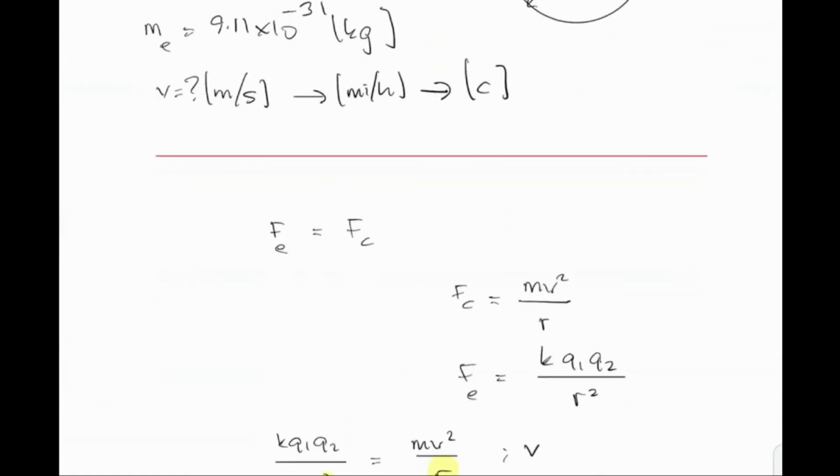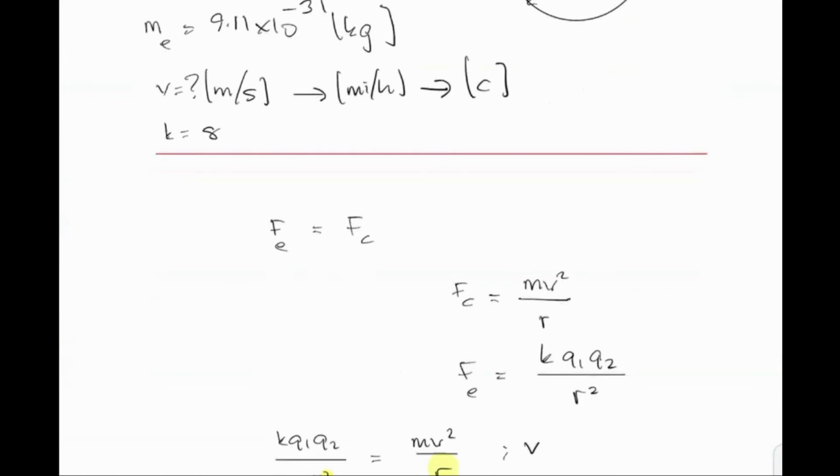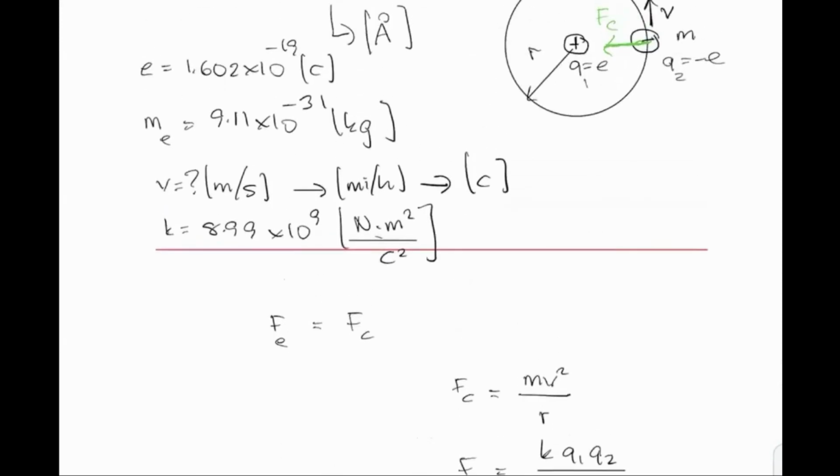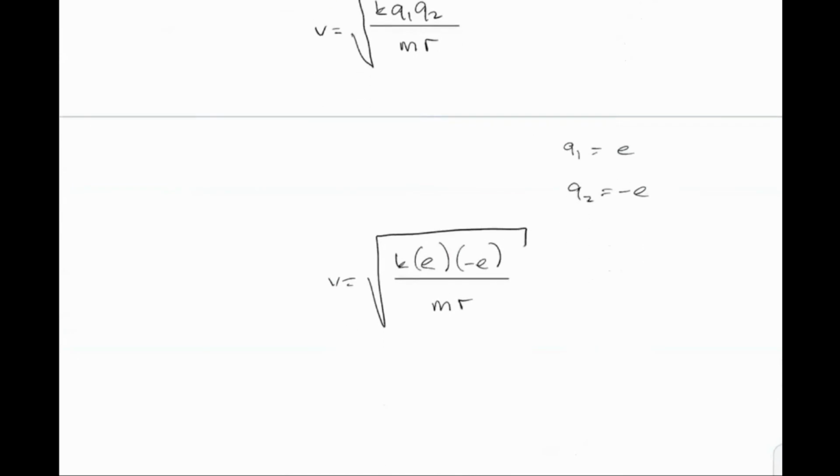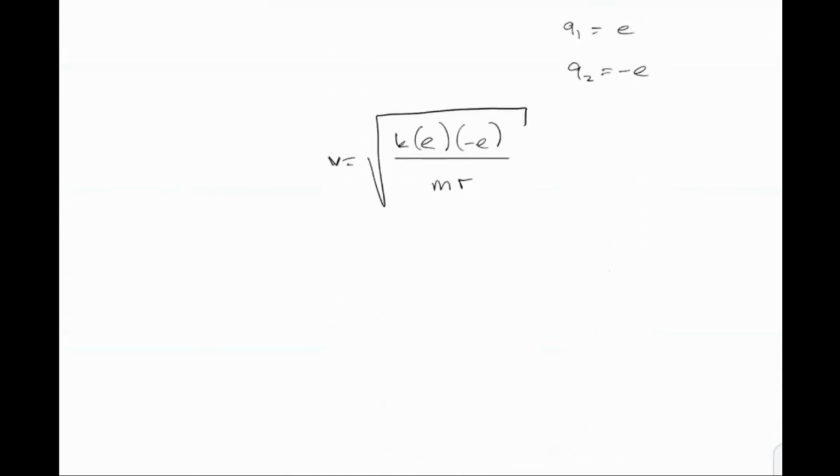All right, so K is our electrostatic force constant. It's going to be in terms of newtons meters squared per coulomb squared. Okay, so I got my numbers. So the only thing we have to do is just plug everything into this formula, and then we're done. Okay, so that's it.